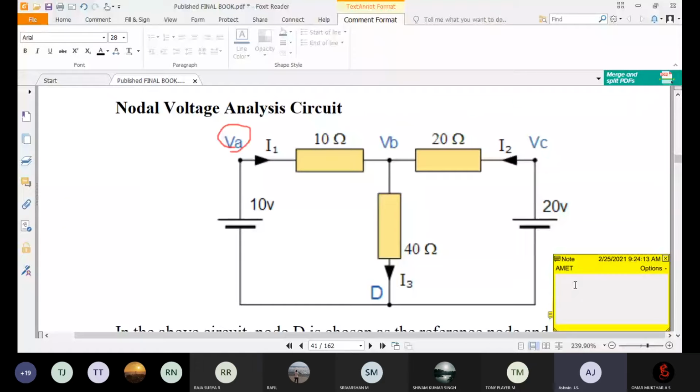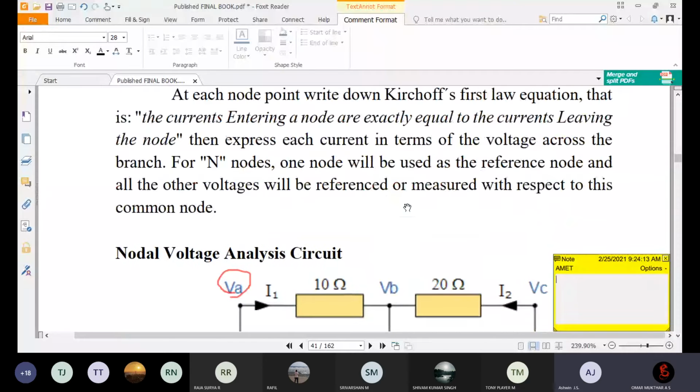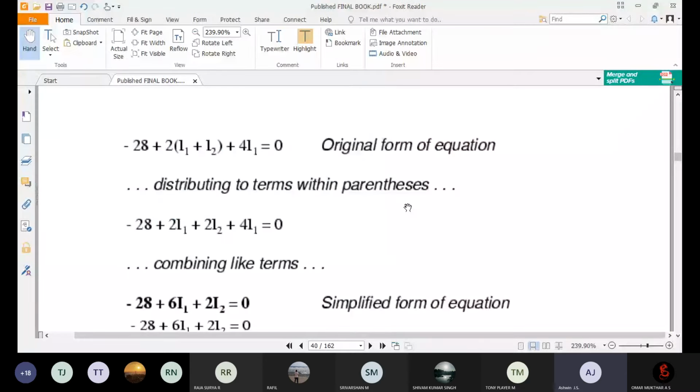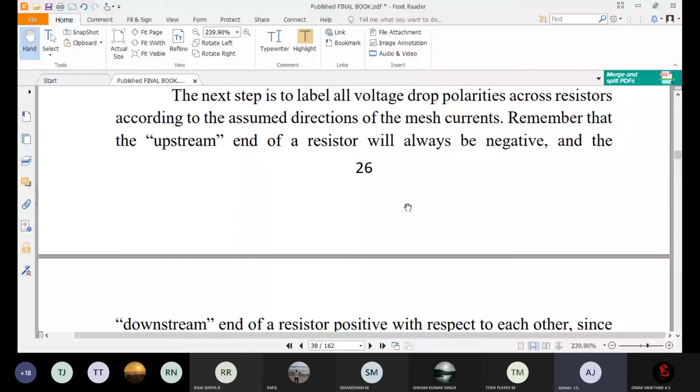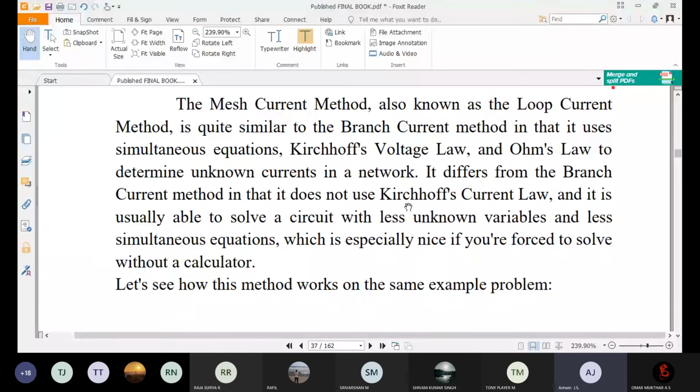So 10 V is 10, minus 10. Is that the current or the voltage? The voltage, sir. I'm asking about the current law. How will you write the current law? Look at this diagram, 10 ohms. Okay, sir. I1 plus I2 is equal to I3.